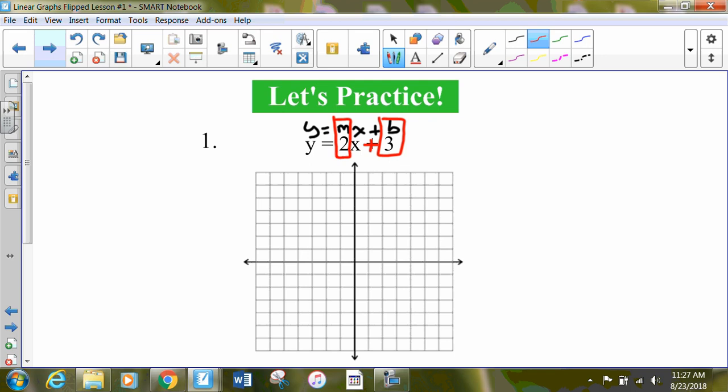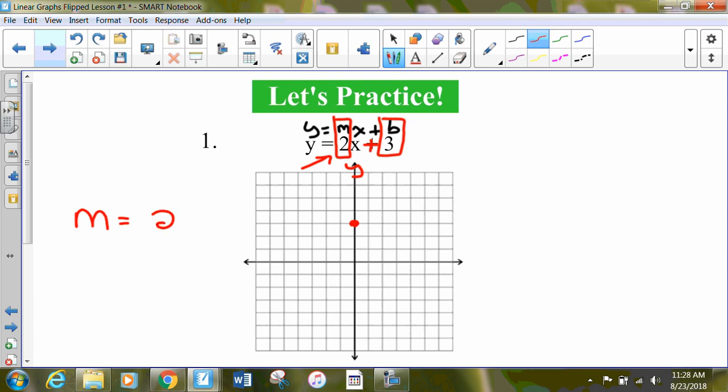Step 1 is graph the y-intercept. So we're going to find the y-axis, that's the axis going up and down. We're going to go up to 3. 1, 2, 3. We're halfway done. Then we're going to use the fact that the slope is 2. That gives us the information for how to find the next point.